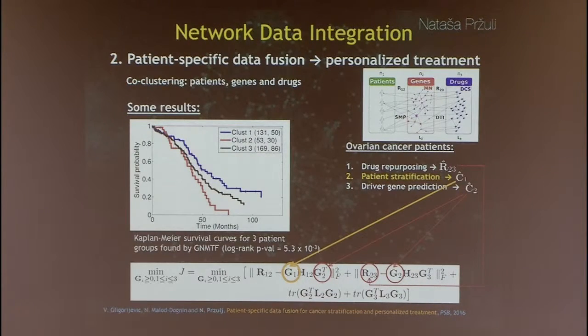Some results, an overview of the results. I don't have much time, less than 5 minutes left. So in terms of patient stratification, this method gives us three groups of patients with statistically significantly different survival curves, Kaplan-Meier survival curves.